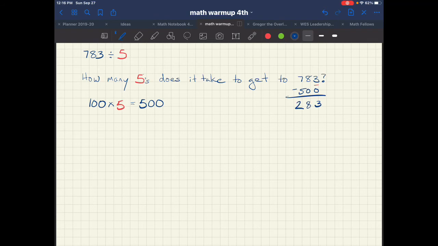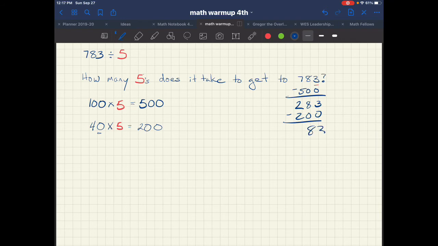So how many fives does it take to make 283? So let's see. Here's a guess. How about, I know that 4 times 5 is 20, and I know from those place value patterns that 40 times 5 would be 20 with that extra 0. So that'd be 200. Ooh, that's pretty good. So now I can take away another 200.